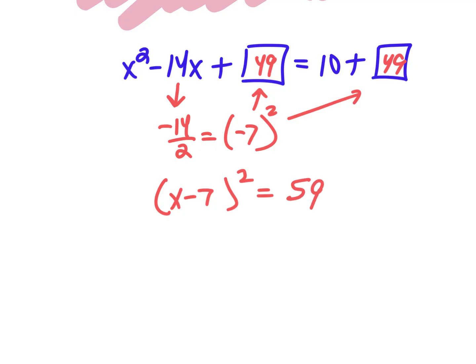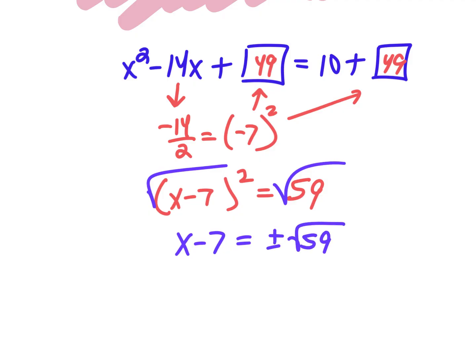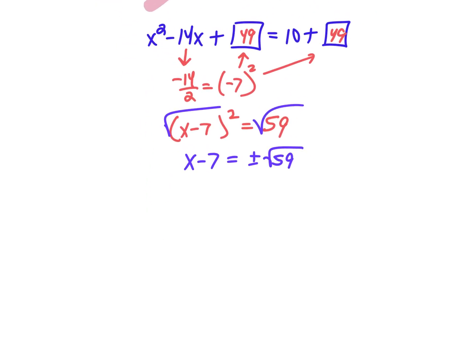How do I undo that square root? I'm sorry, how do I undo the square? Square root. I hate when I say the answer out loud. So this leaves me with x minus 7. What goes in front of the square root? Plus or minus 59. And then what's the last step so I can get my x all by itself? We're going to add the 7.